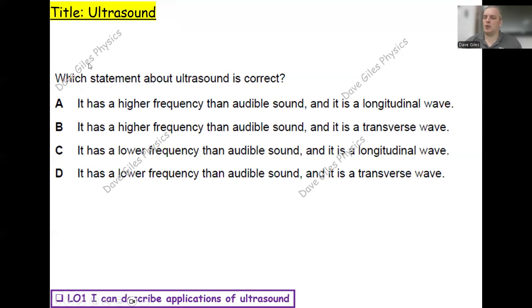Which statement about ultrasound is correct? We'll start at the bottom. It has a lower frequency than audible sound. That's not correct. We know it's got a higher frequency, and it's transverse. That is also not correct because it's longitudinal. It has a lower frequency than audible sound and is a longitudinal wave. Well, the longitudinal bit's correct, but the lower frequency isn't. It has a higher frequency than audible sound and it's transverse. So it has got a higher frequency, but it's not transverse. So therefore, it has a higher frequency than audible sound and is a longitudinal wave. That is correct. So it's A.